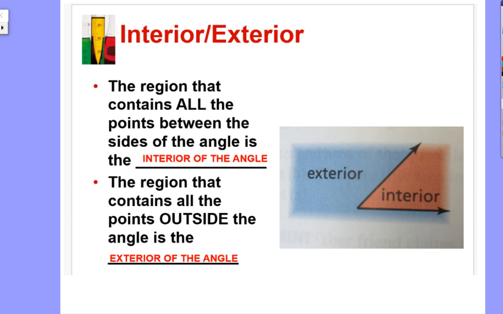So that's going to wrap up here our examples and focus on the definition and naming of angles. In our next video, we will learn to classify angles.